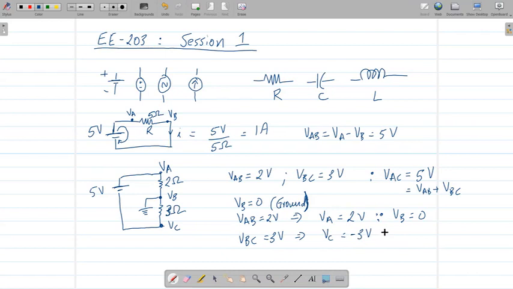Right? For the same reason, since VB is 0. So when you are taking absolute voltages in a circuit, it has to be with respect to something. Current is driven by potential difference. Okay, I'll write it on top here. Potential difference drives current. So this is the important thing to keep in mind.